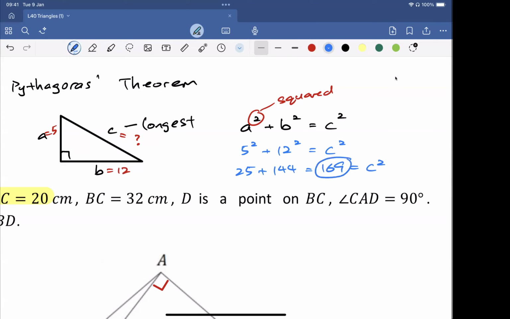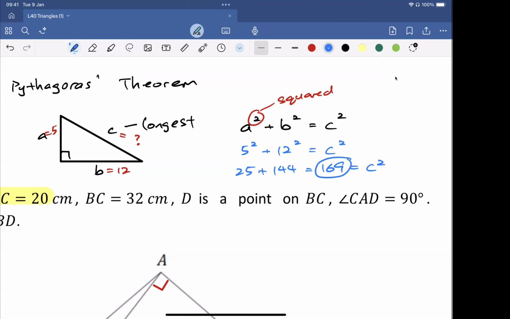Can you think of a number that, when you multiply it by itself, you get 169? For example, 10 times 10, can or not? 10 times 10 is not 169. 11 times 11 is also not 169. 12 times 12 is 144. So what number can we use? It's not 10, it's not 11, it's not 12. What else can we try? 13. What's 13 times 13? 169. You got it. So 13 times 13 is 169.